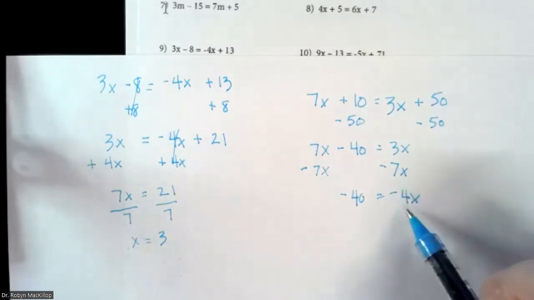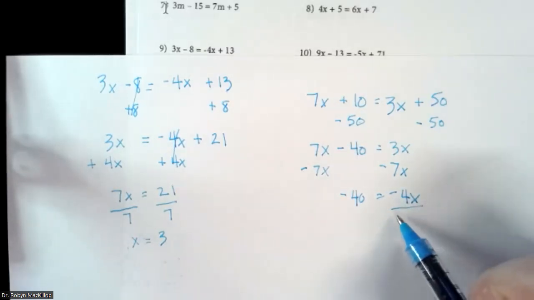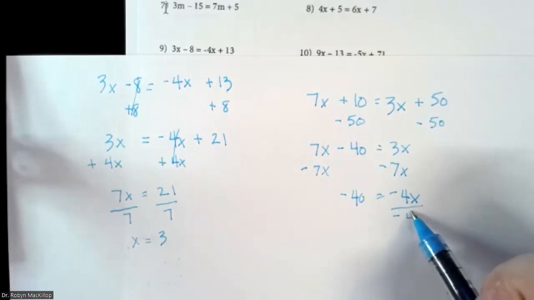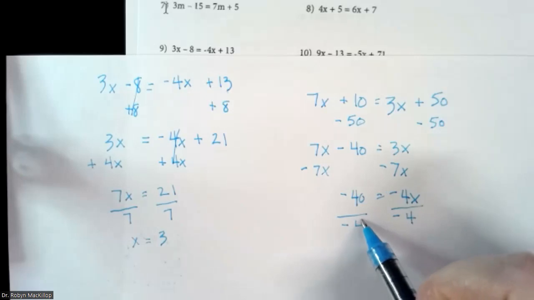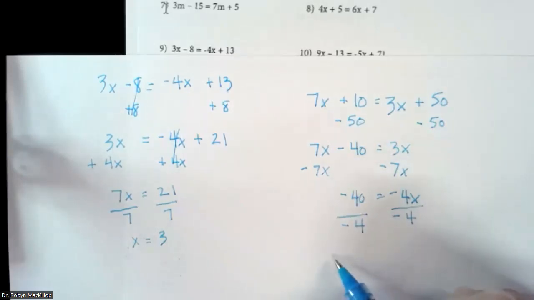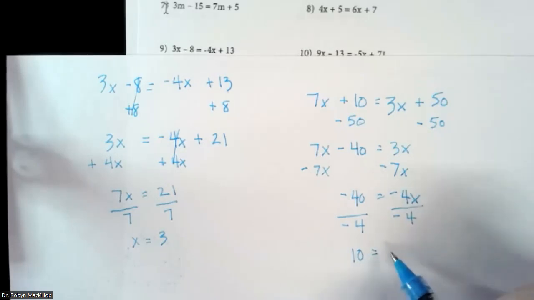We need to divide. Yeah, we need to separate that negative 4 from x. Negative 4. Perfect. X equals 10, positive. You've got it. That's it.